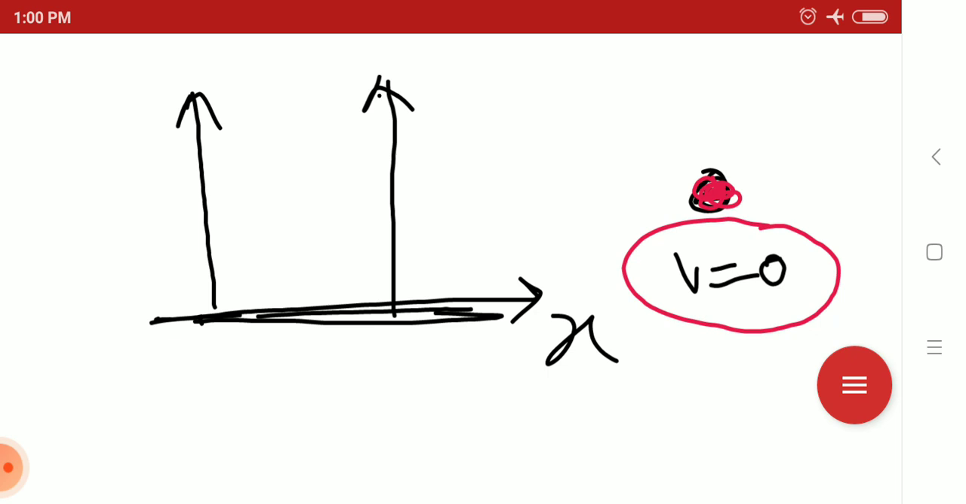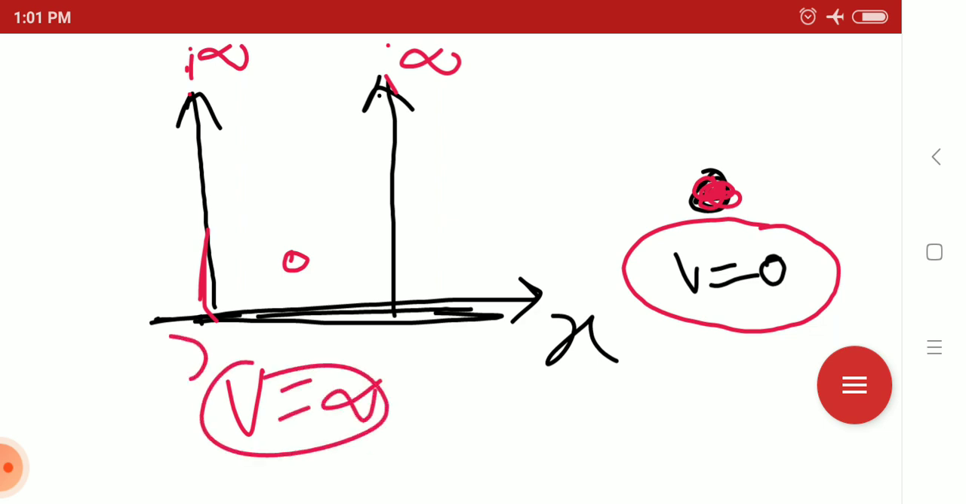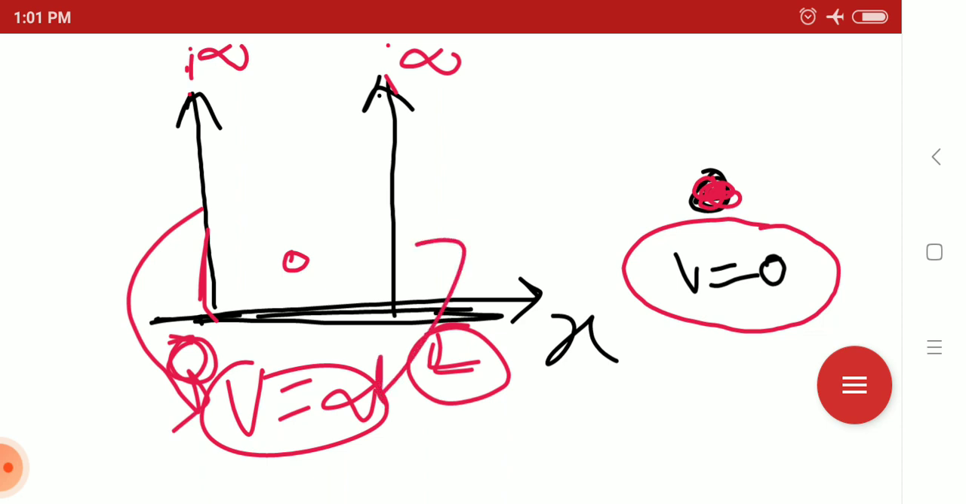Suddenly, you build a wall here to trap the particle. You build two walls to trap the particle here, and the walls are such that the potential walls are infinite, V equals infinity. Here it is 0, and here it is length L. So these are infinite potential walls. Suddenly you draw an infinite potential well so that the particle is trapped in this well.